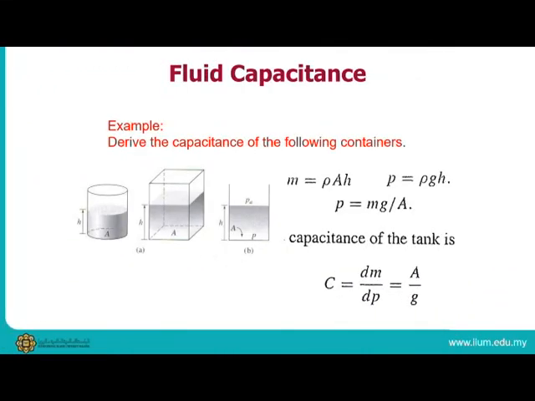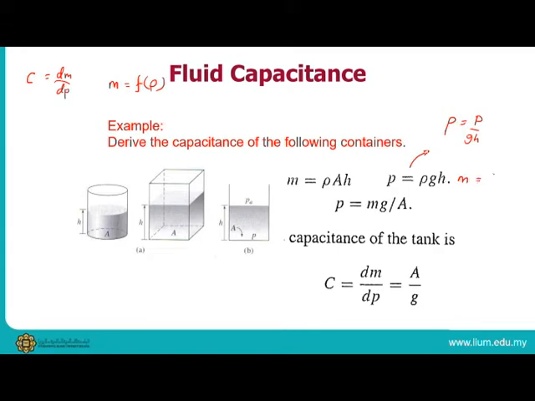Alright, so let's see an example. In this example, you need to derive the capacitance. In order to derive the capacitance, you know that the capacitance is equal to M over P, where P is pressure. So what you want to find is mass in terms of P, as a function of P. You can represent this equation: rho is equal to P over GH. And then you insert this in here, right?